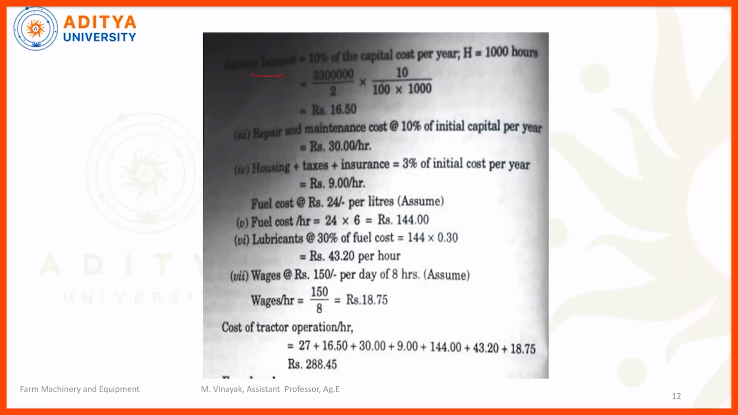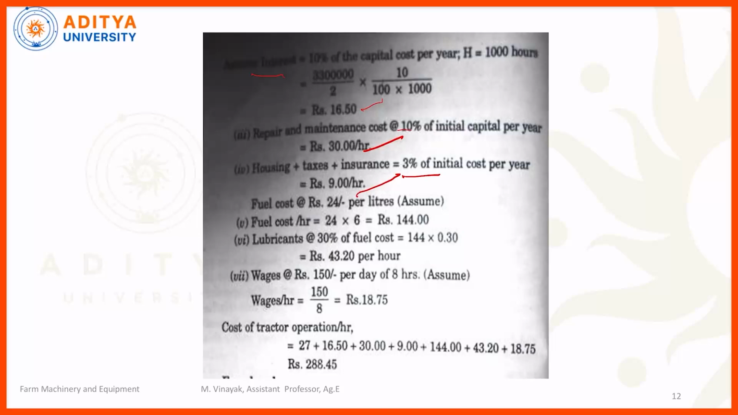Next is the repair and maintenance cost, we need to assume 10% of the initial investment, so that we can get 30 rupees per hour. Housing and taxes were considered 3% of the initial investment, that gives 9 rupees. I have already explained this calculation in unit 1, so if you have any doubt you can refer to that lecture.